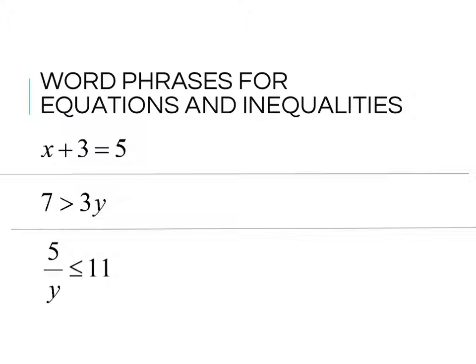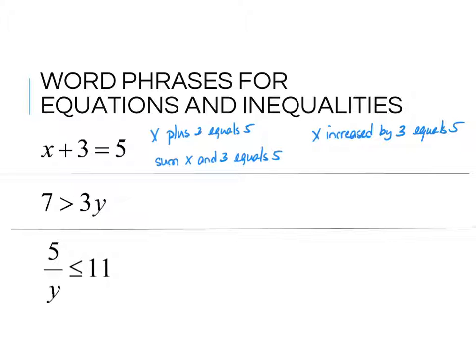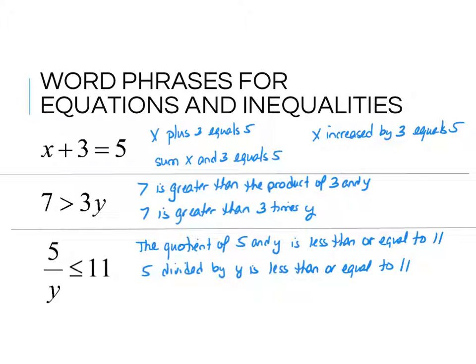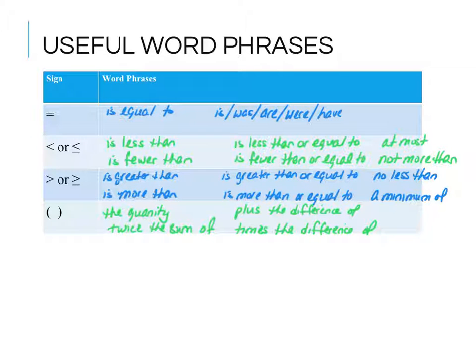So looking at the first one, I could have x plus 3 equals 5. I could have the sum of x and 3 equals 5. Or I can have 3 added to x equals 5. For the next one, I could have 7 is greater than the product of 3 and y. I could have 7 is greater than 3 times y. And for the last one, I could have the quotient of 5 and y is less than or equal to 11. Or I could have 5 divided by y is less than or equal to 11. Here are some useful word phrases for equations and inequalities.